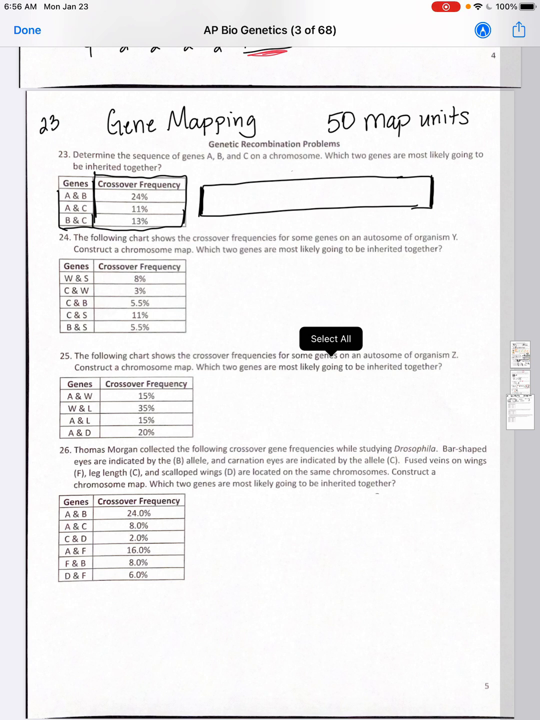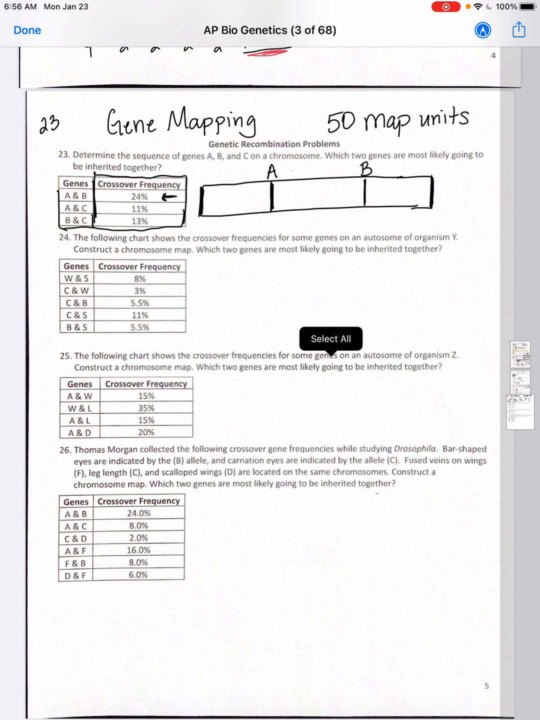We can look at these frequencies over here. I always start with the largest one, so I'm going to start with this one because it's the biggest number. It says between A and B is 24%, or 24 map units. Now I know the whole thing is 50, so 24 is relatively half. I'm just going to put these right in the middle because that's the easiest place to start. So I'm going to say A is here and B is here.